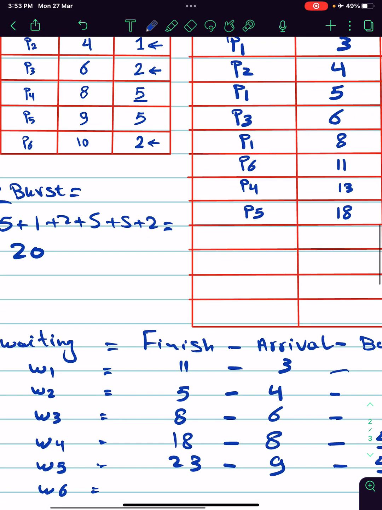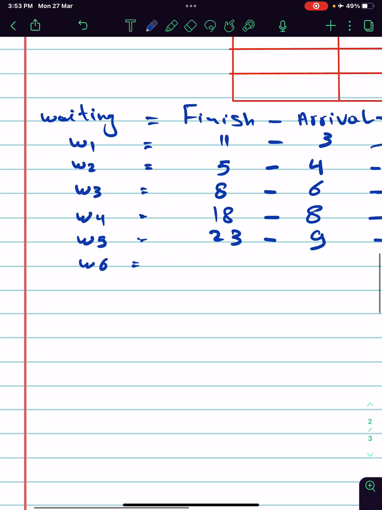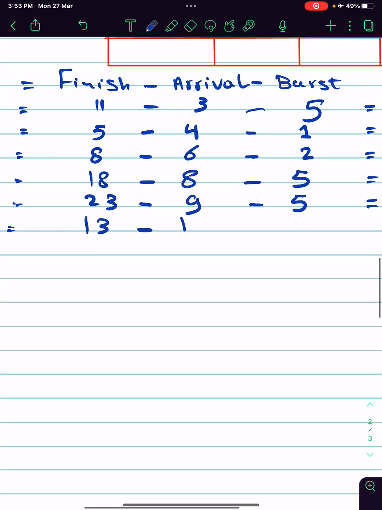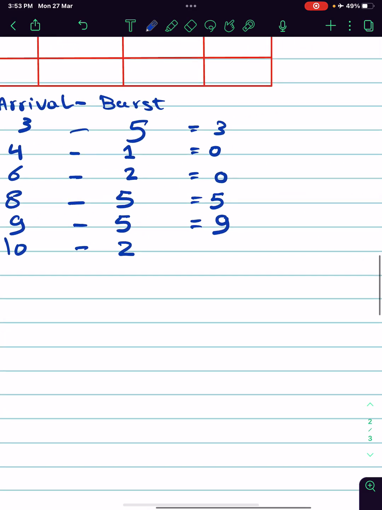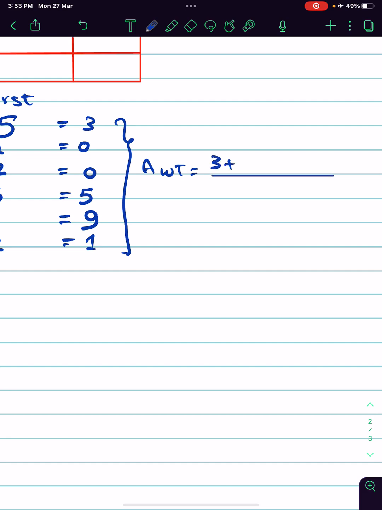Okay, and W6 for process 6. Process 6 finished at time 13. Okay, 13. And it arrived at time 10. The burst is 2, so it waited for a 1. So the average waiting time here is going to be 3 plus 0 plus 0 plus 5 plus 9 plus 1 divided by 6. That's a 3, right? Let me calculate again. Yes, because it's 18 divided by 6.